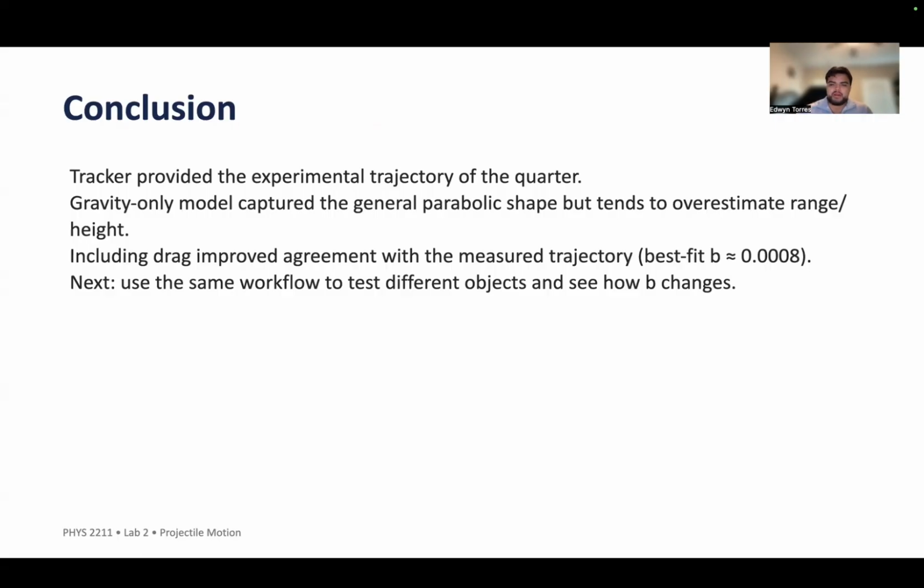So, in conclusion, in my lab report I tracked the motion in Tracker, built two Glowscript models, and compared trajectories. The model including drag matched the experimental data better.